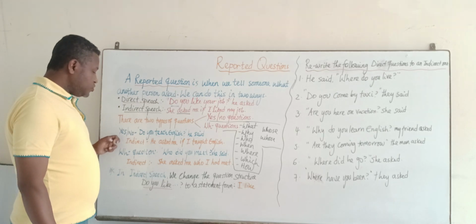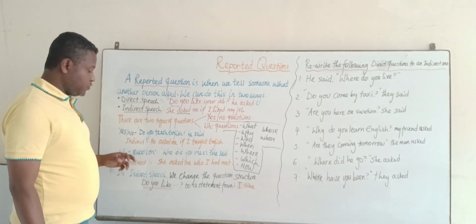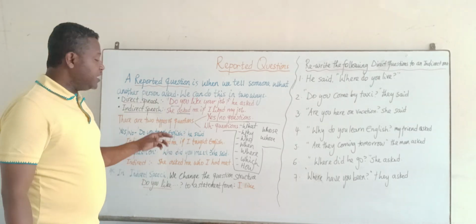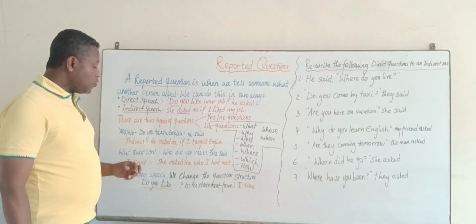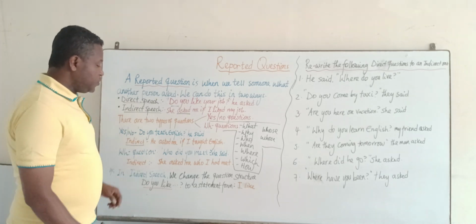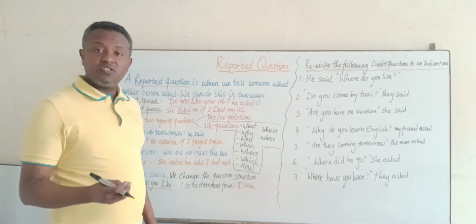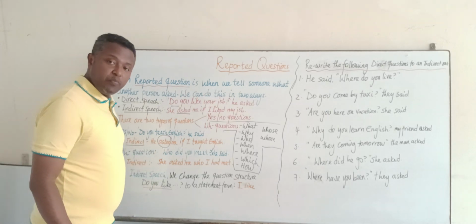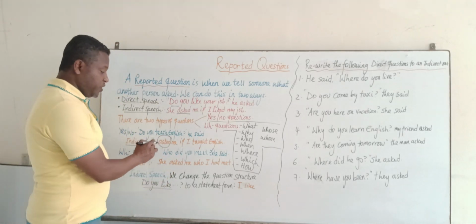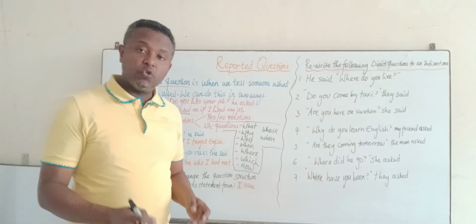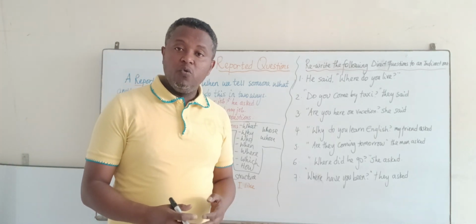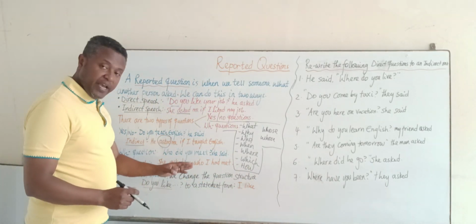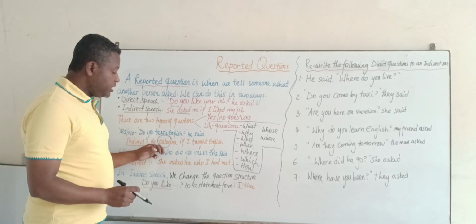So in the yes or no question format, for example, do you teach English? He said, okay, he said, do you teach English? So when you report it indirectly, it's not a statement, it's a question. So you choose the right reporting verb, okay? The right reporting verbs for questions are asked, wanted to know, inquired, wondered, etc. You can use these to change the direct speech into indirect speech.